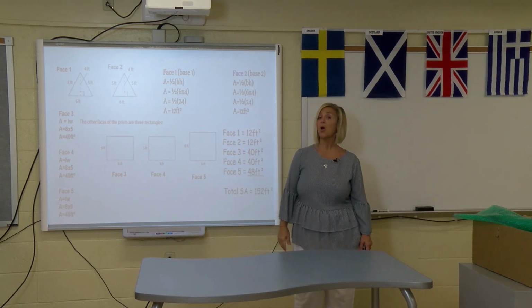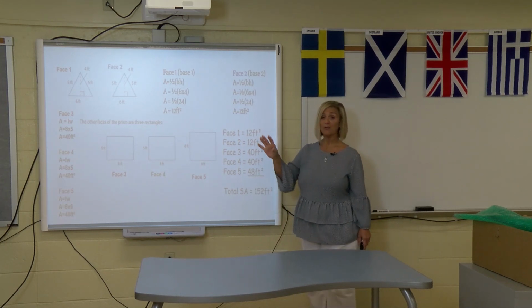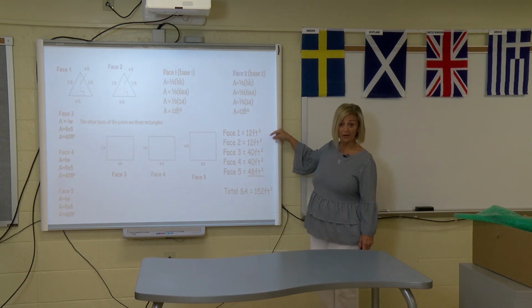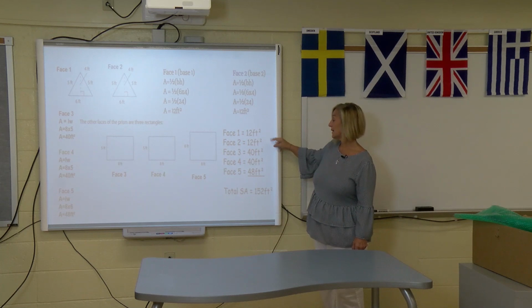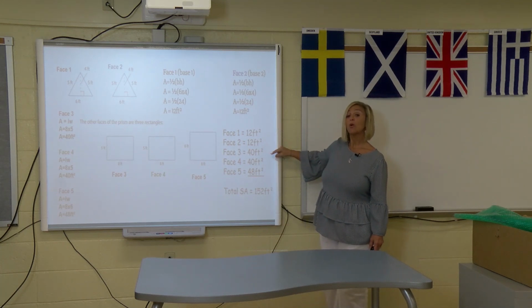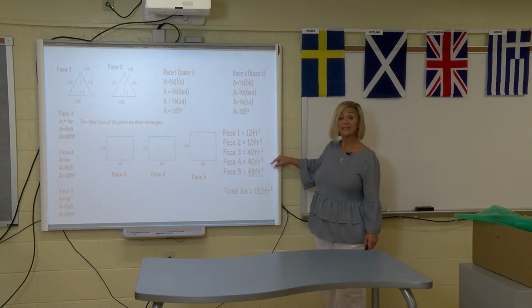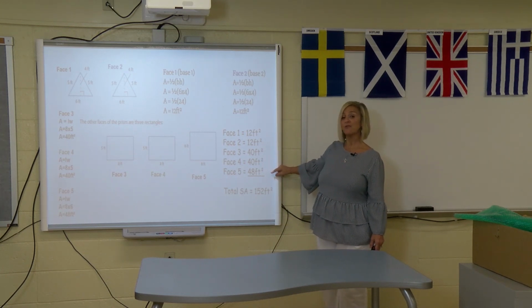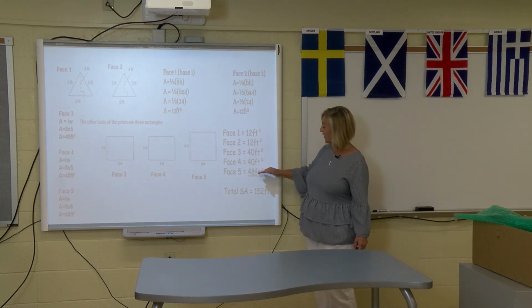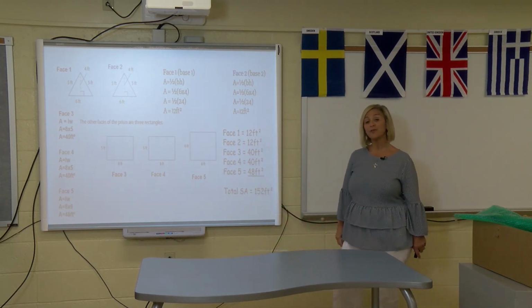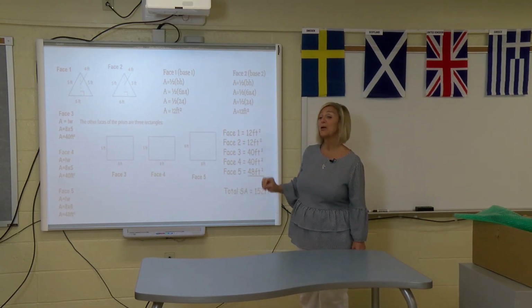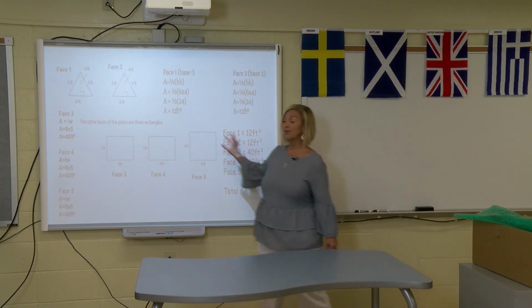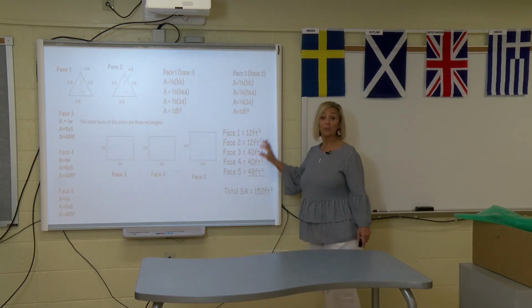So now we have to add them all together. So let's see. On face 1, we have 12 foot squared. On face 2, we have 12 foot squared. Face 3, 40 foot squared. Face 4, 40 foot squared. And then face 5 is 48 feet squared. So when we add all those together, we get 152 foot squared. So it's going to take 152 feet of paper to cover our triangular prism aquarium.